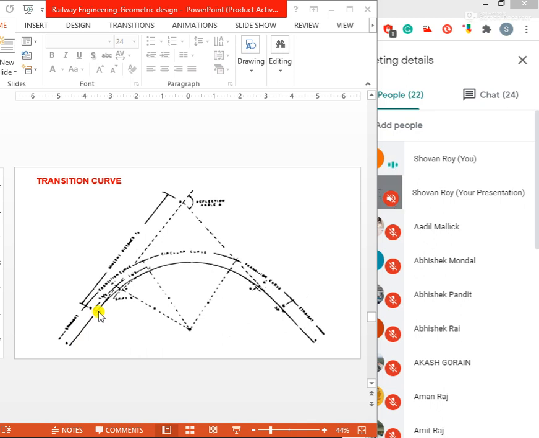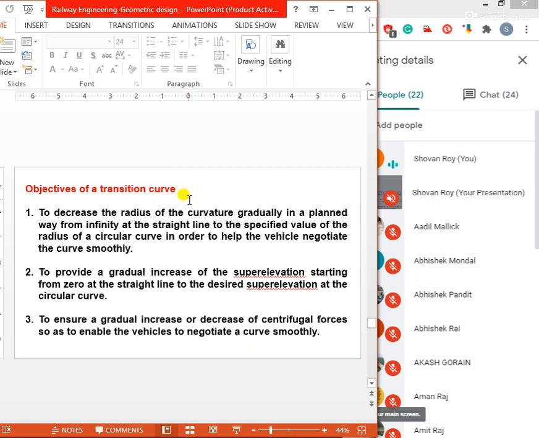Okay, the transition curve is therefore the cure for an uncomfortable ride, in which the degree of curvature and the gain of super elevation are uniform throughout the length, starting from 0 at the tangent point to the specified value at the circular curve. The following are the objectives of the transition curve.